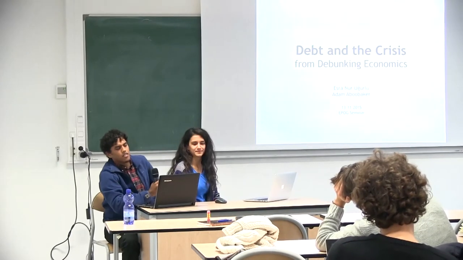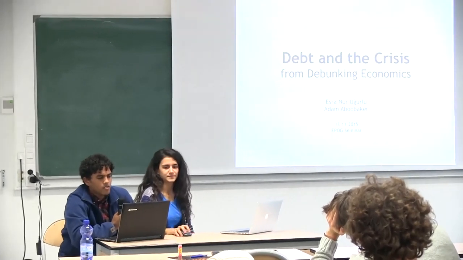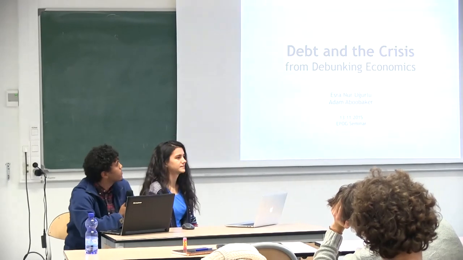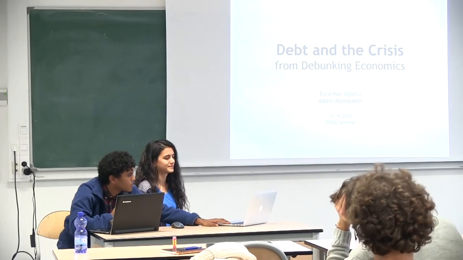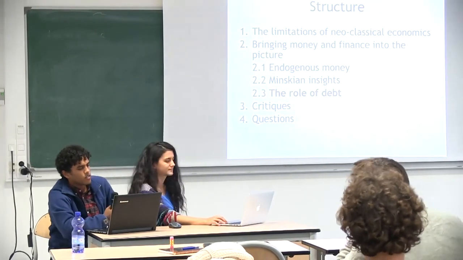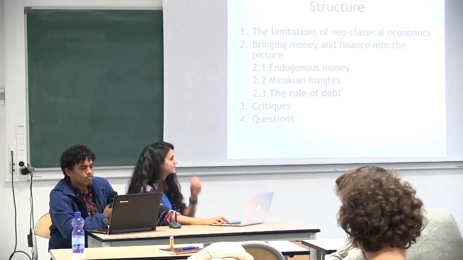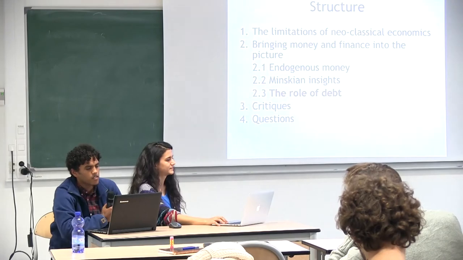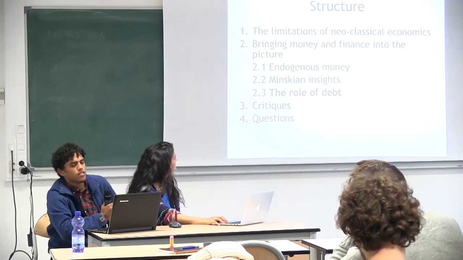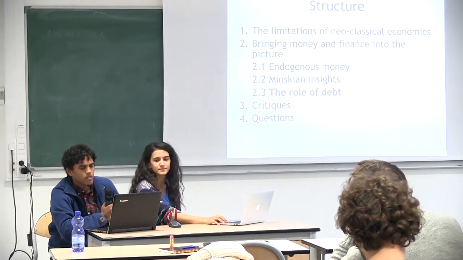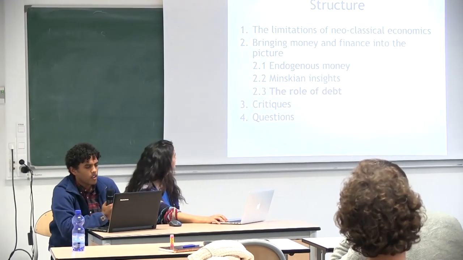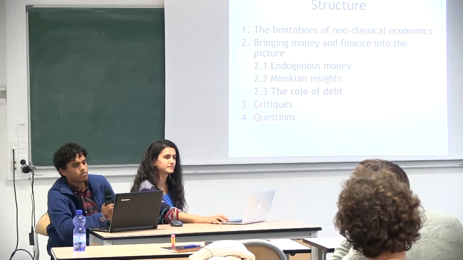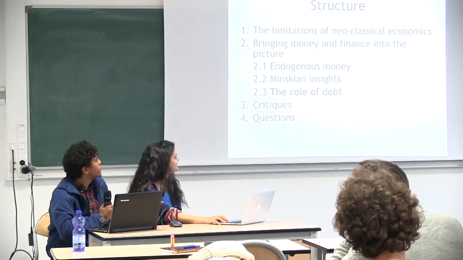Today we're discussing Professor Keen's work on the role of debt in capitalist monetary economies. The structure of the presentation is as follows. Firstly, we're going to look at the limitations of neoclassical economics, followed by a discussion of endogenous money, Minskian insights and the role of debt. The final section includes some critiques of Professor Keen's approach, followed by some questions we have for him.